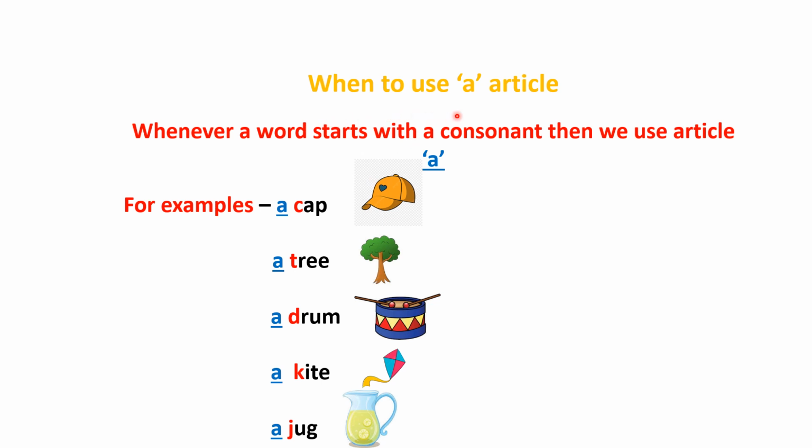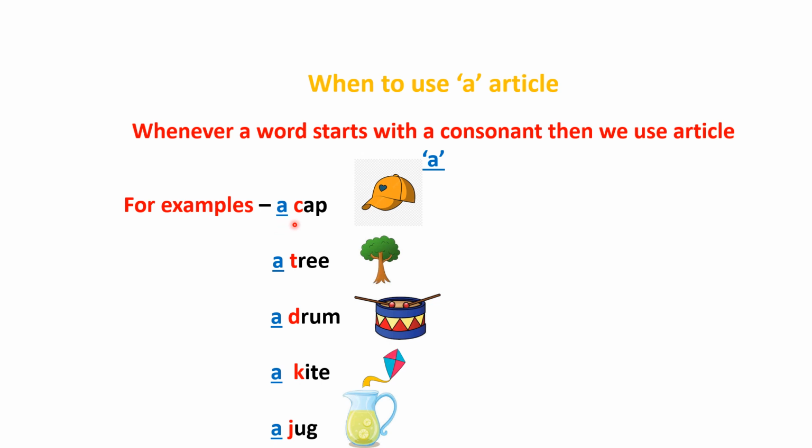When to use the article a? Whenever a word starts with a consonant, then we use the article a. Jab bhi koi word consonant se start hota hai, tab hum article a use karte hain. Ab consonants kya hota hai? In the last slide, we saw that A, E, I, O, U are the five vowels, right? So, in the English alphabet, vowels ke alawa jo bhi letters hain, wo kya hain? Consonants hain, right? Let's see the examples.